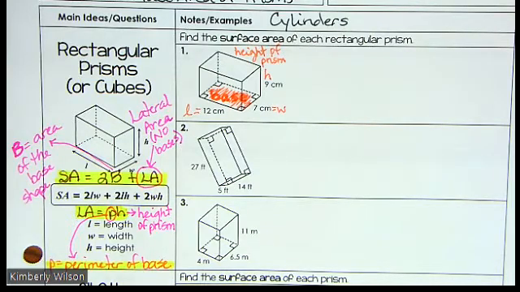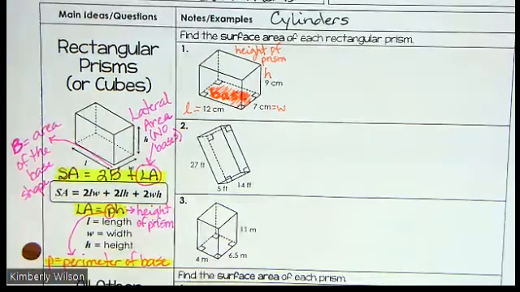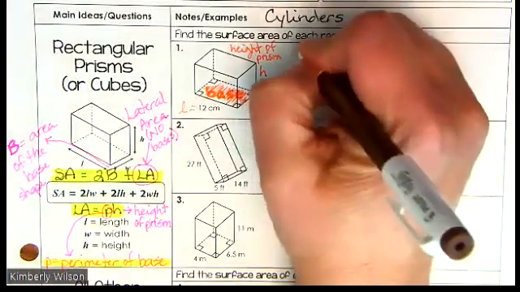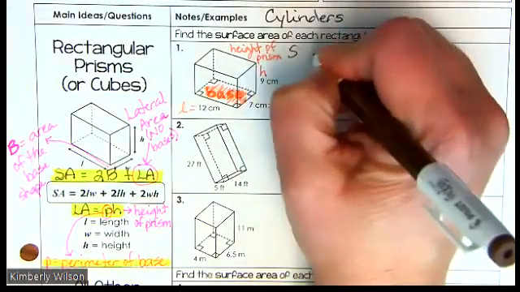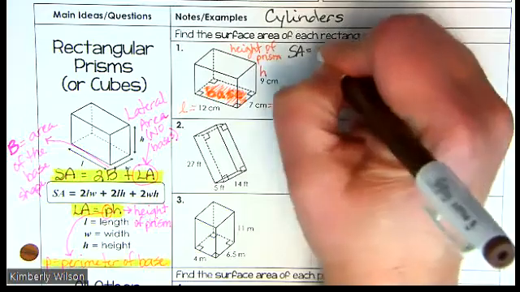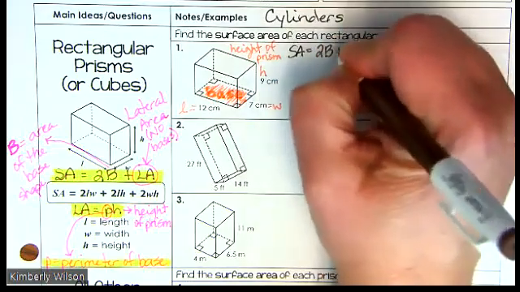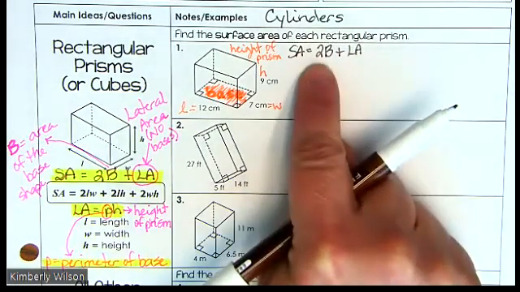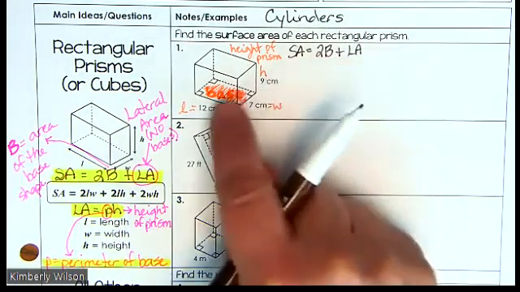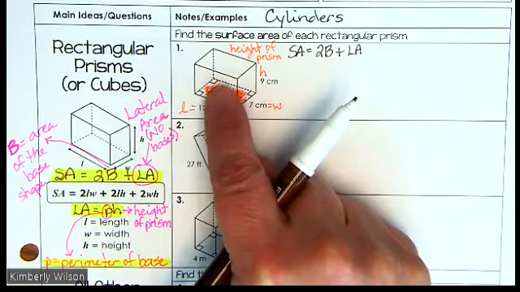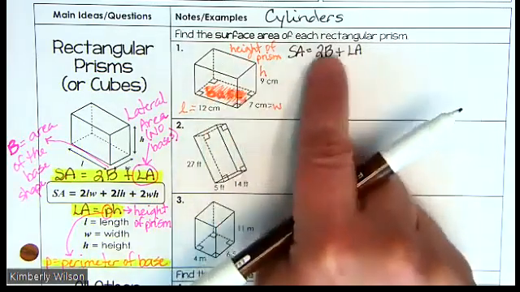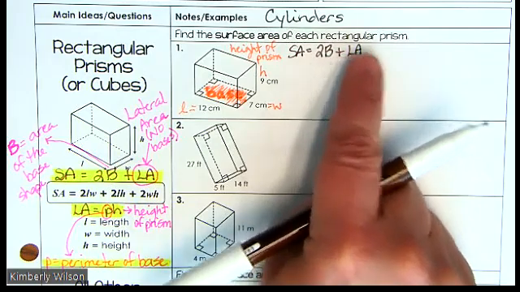Now that I have things labeled, we can go on. We always start with formulas. So I'm going to have SA equals 2B plus the lateral area. Now, you might be saying, why 2B? Well, remember, on a prism, there's two bases. And for this problem, the bottom and the top are the two bases. That's why we have 2B. And then we have the lateral area.